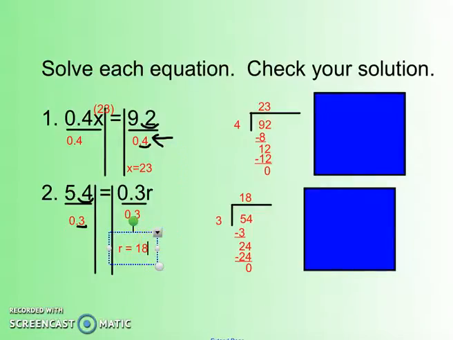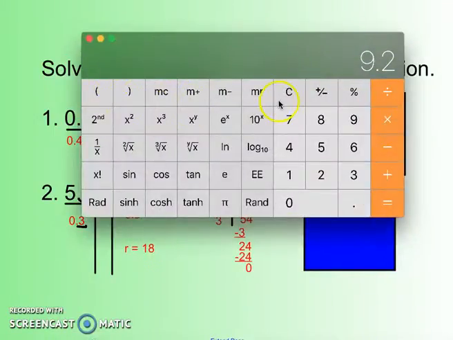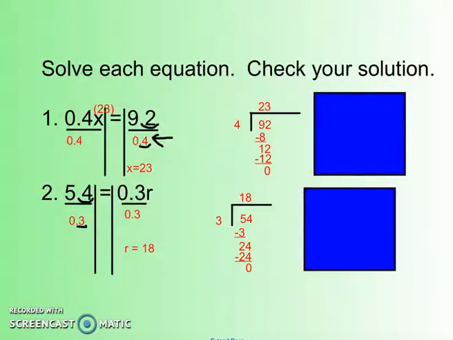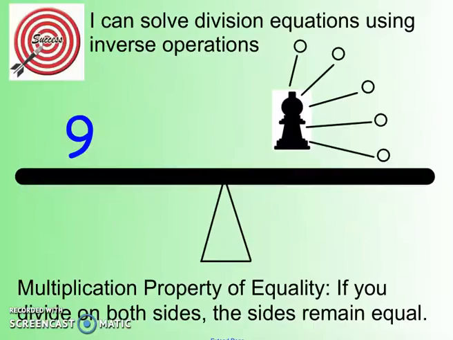I can check my answer. I can take r and plug it in, put 18 in there, and 18 times 0.3, let's check it out, I get back to 5.4. So it does work. Let's look at another one.